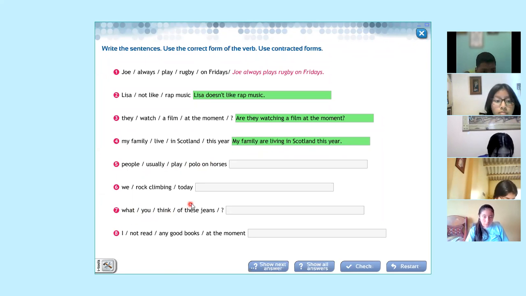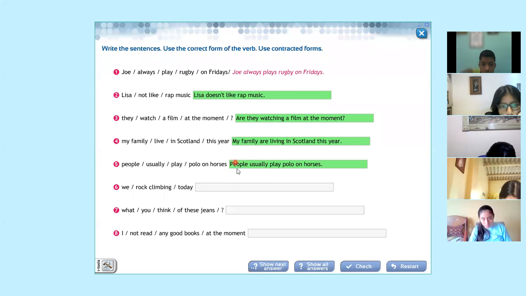Continue with the next one. Luis Moncayo, number 5. People usually play polo on horses. Very good. People usually play. People is a group. Usually is a present simple. People usually play polo on horses. Complete in your books.